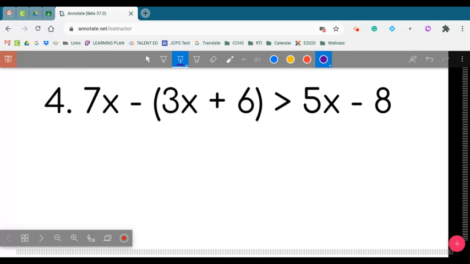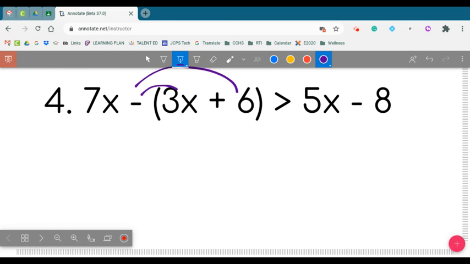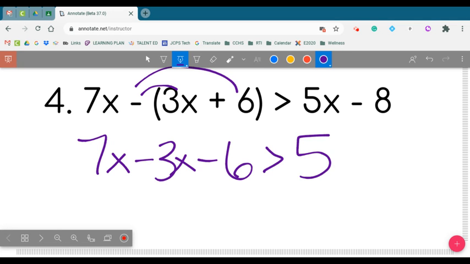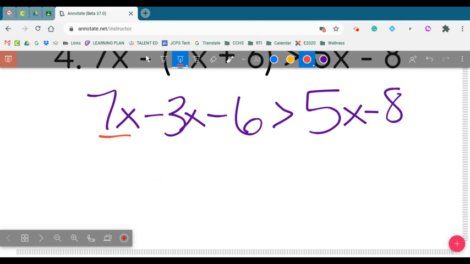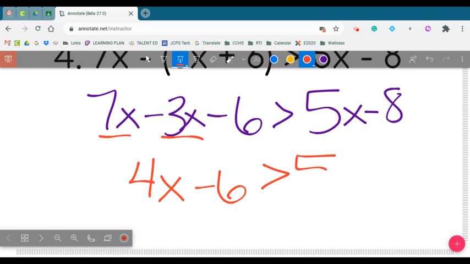Okay, this one's a little bit trickier. So our first step is going to be to distribute that negative. So we're going to get negative 3x minus 6 is greater than 5x minus 8. Then we combine our like terms. So we have 7x and negative 3x. This is going to give me 4x minus 6 is greater than 5x minus 8.